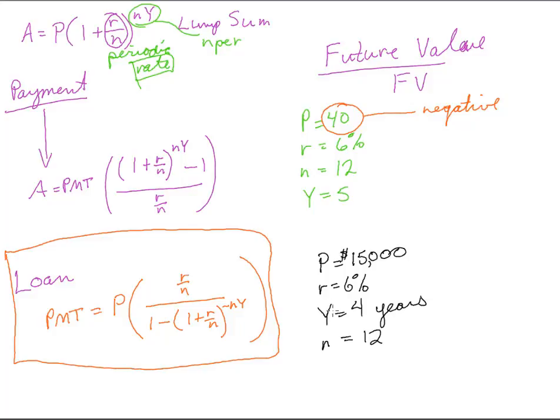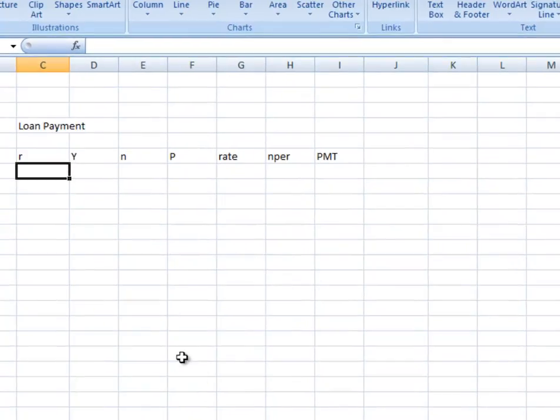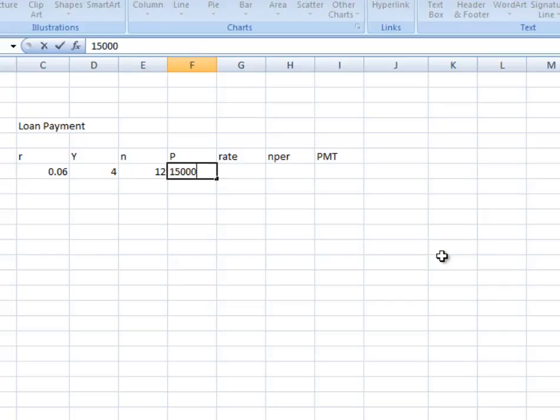So we're going to go into Excel and just punch this in. And we could do it all at once, but we're going to use kind of the power of Excel to show you where everything comes from. So here we have a loan payment. Our rate is 0.06. That's our annual rate. The number of years is 4. N, number of times per year, is 12. Principal is 15,000. Now, notice this is a positive because when you get a loan, it comes to you. So it is a positive amount.